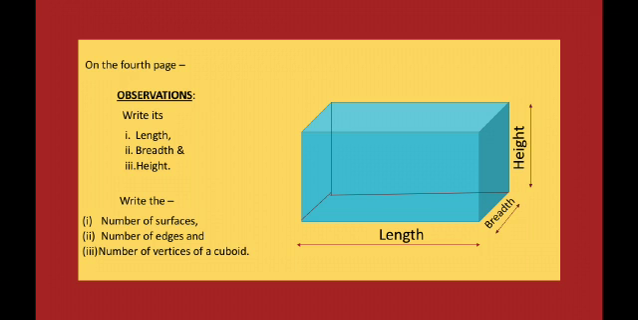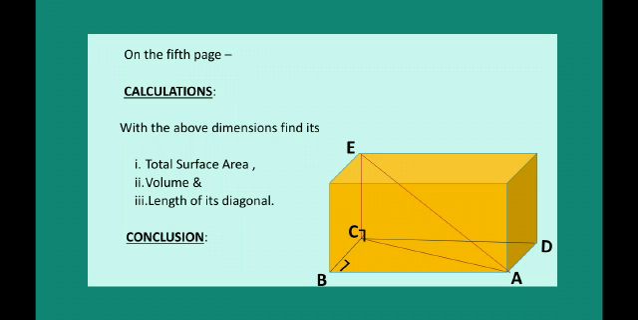Now fourth page you'll write the observation. After making the cuboid and then covering with colored paper, you have to measure the length of the cuboid, breadth of the cuboid and height. Also you have to draw the figure I have shown you here, and you have to write the length, breadth and height, and also how many surfaces, how many edges and how many vertices are there in your cuboid which you have made. Next, on the fifth page you have to do the calculation.